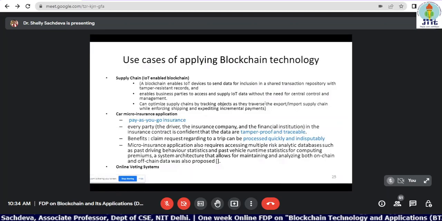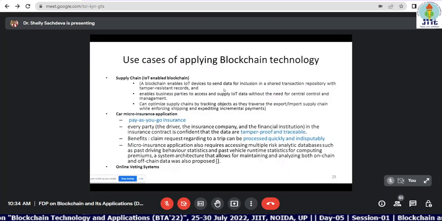You can track the objects, right, as they are traversing an export-import supply chain, and you can also enforce the shipping and the expediting of incremental payments, both from all the business parties, the sender as well as the receiver. Now, another application is, for example, a car micro insurance application.